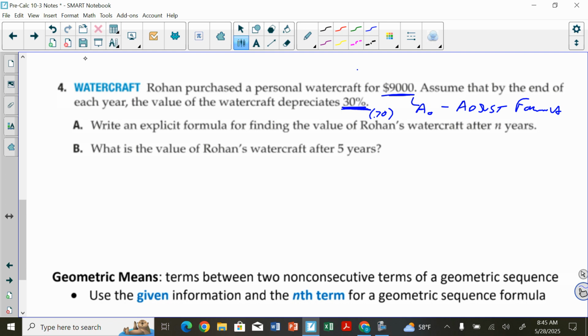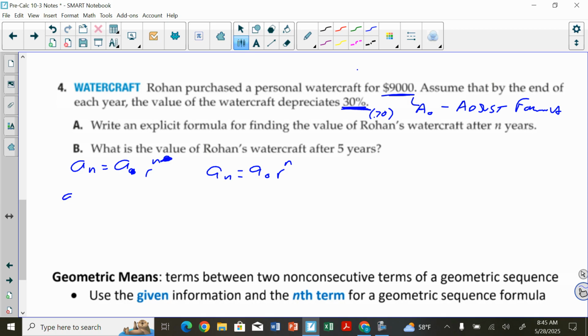So when we write that out, again, nothing's changed with the formula. I'm still using that same formula. A1, well, in this case, it'd be A sub 0. And then normally it was A sub 1 times R to the n minus 1. So now what changes here is that this becomes A sub 0, and then we don't necessarily need the minus 1. So all we're looking at here in this case is A sub n equals A sub 0 times R to the n power.